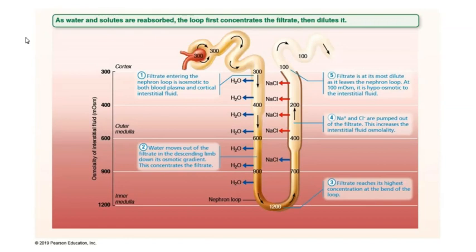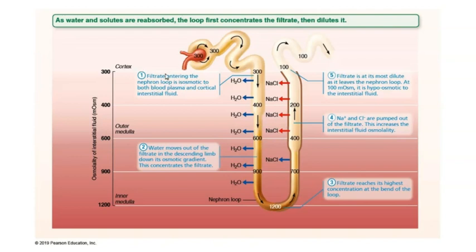So one thing here that I want to point out, and this is just that same diagram with a little bit more detail added to it. To summarize what's going on here: as water and solutes are reabsorbed, the loop concentrates the filtrate and then dilutes it, because the nephron loop is pulling water out of the descending limb and then salt out of the ascending limb. So the body is able to reclaim those two substances that it needs.